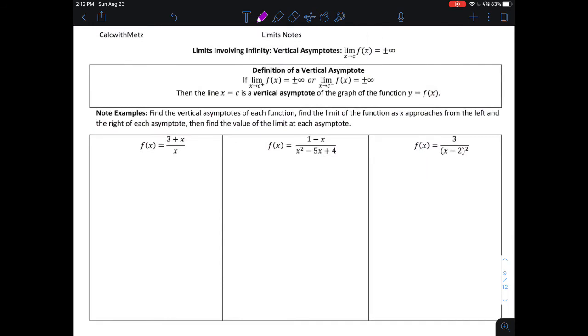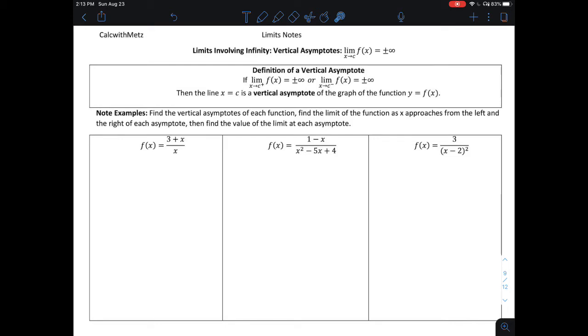Now we're going to look at the second kind of limits that involve infinity, and those are going to be the ones that deal with vertical asymptotes. These are going to be limits where as x heads towards a number, the function of x is going to show unbounded behavior, so it's going to be outputting a positive or negative infinity. So that takes us to what the definition of a vertical asymptote is.